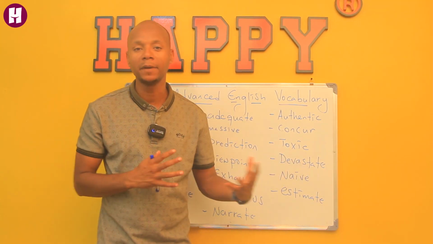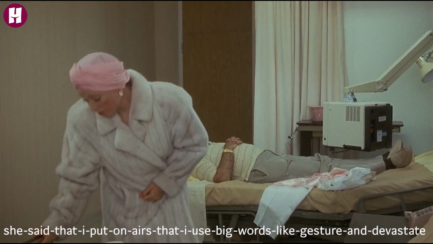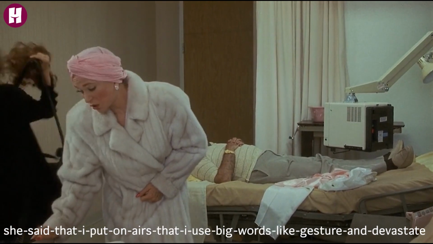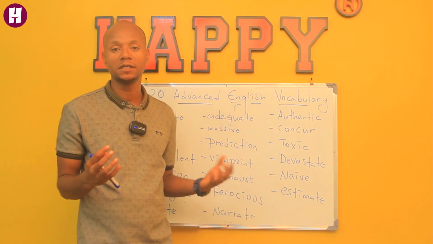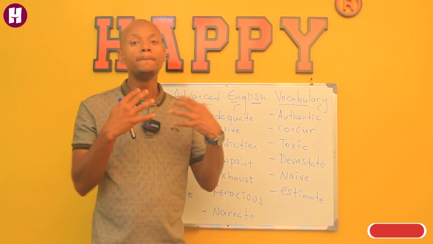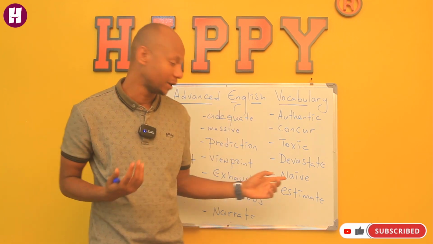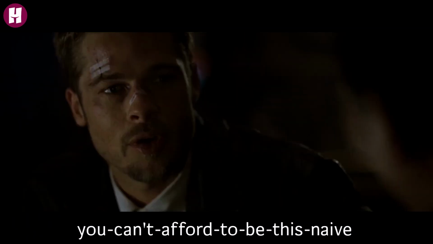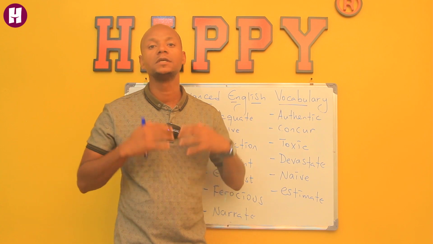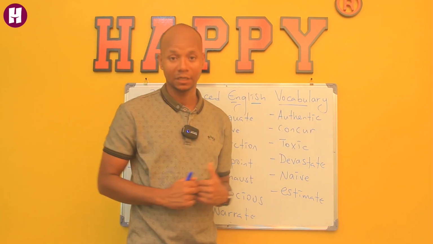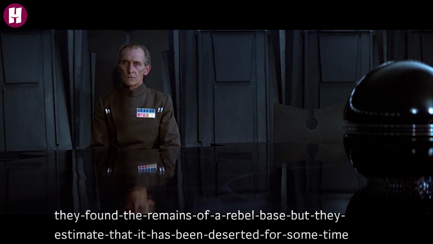Devastate የሚያበላሽ ወይም የሚበጠብጥ ማለት ነው። She said that I put on airs, that I use big words like gesture and devastate. Naive means oblivious, not being aware, being innocent, የዋህ ወይም አላዋቂ ማለት ነው. You can't afford to be this naive. The last one, estimate means መገመት ወይም ግምትን ማስቀመጥ ማለት ነው። They found the remains of a rebel base, but they estimate that it has been deserted for some time.